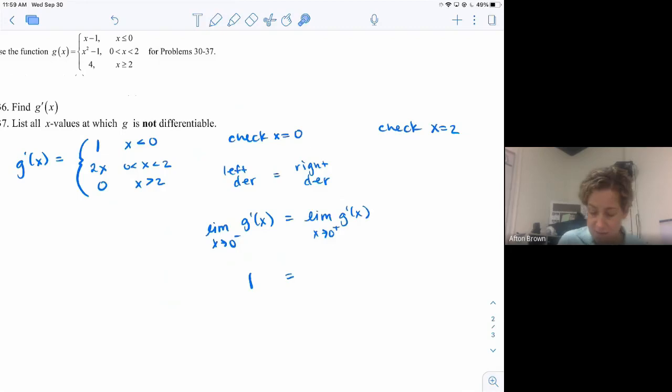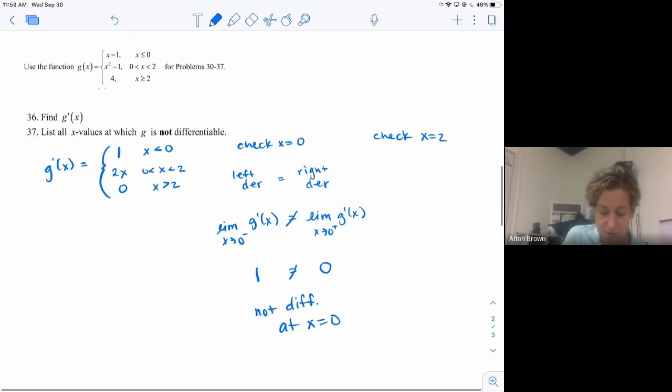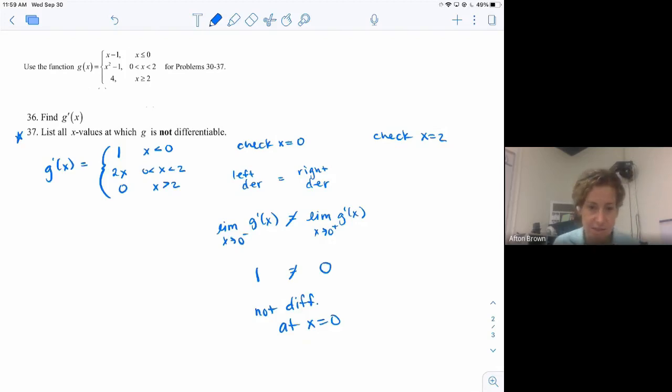If I'm approaching 0 from the positive side, I'd be on this interval, but if I plug 0 into there, I'd have 2 times 0, so that's 0. So these do not equal each other. So therefore, it is not differentiable at x equals 0. Okay, so this was for 37. So I'm kind of answering 36 and 37 together.